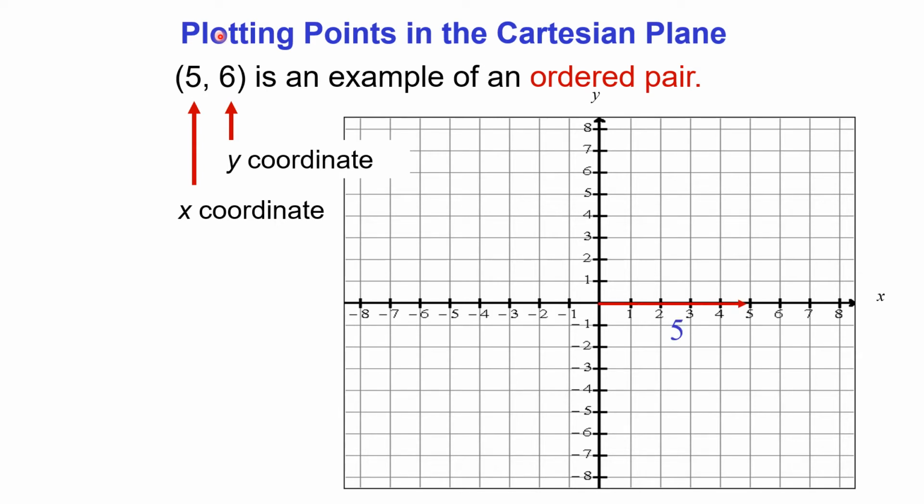So how do we figure this out? The first X coordinate is a 5. So we go from 0, we go across the X until we get to 5. Then we figure out the Y coordinate. It's a 6. So here's my Y axis. My Y is my up and down number. So I've got to go up 6. So there is the point 5, 6. It's the ordered pair, it's the coordinate 5, 6.